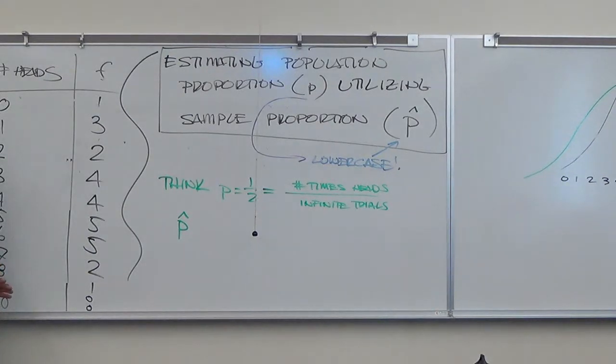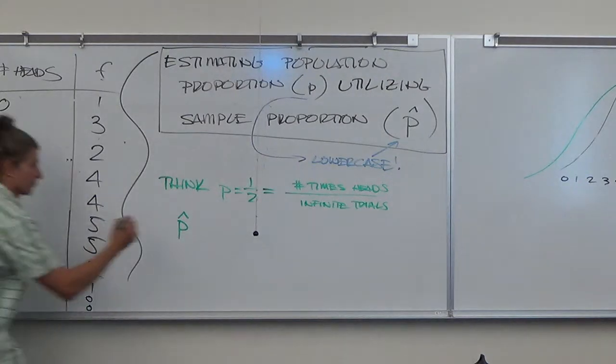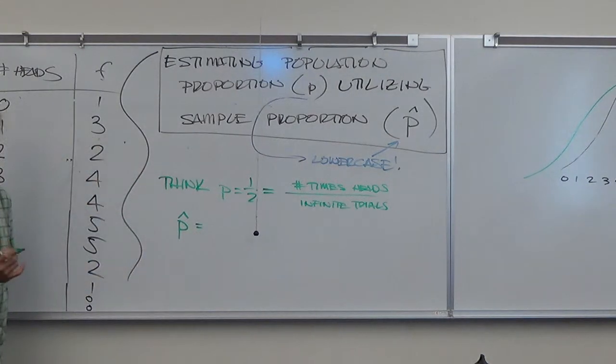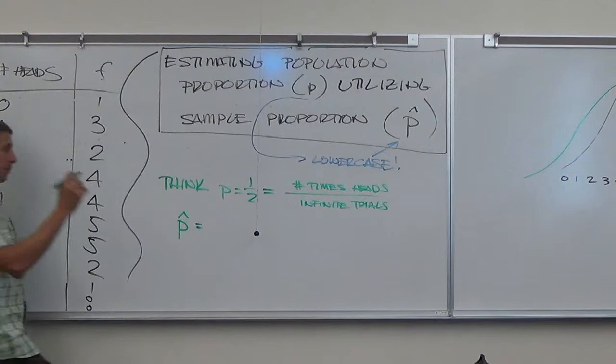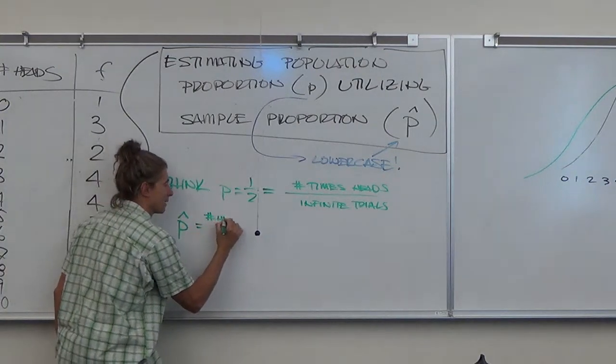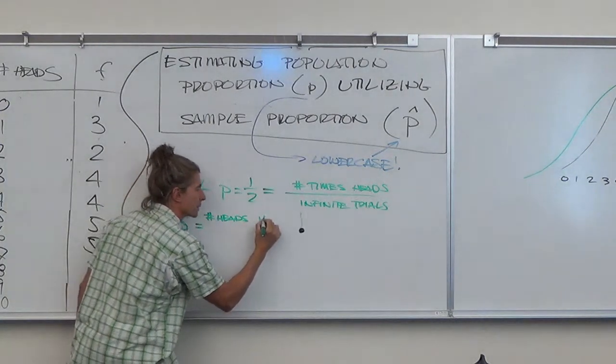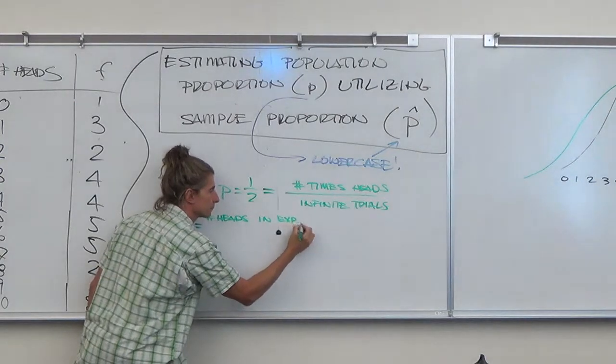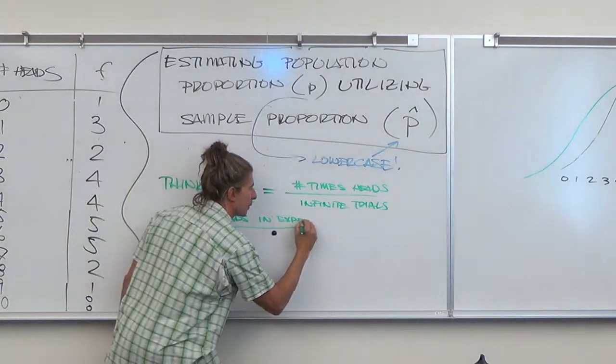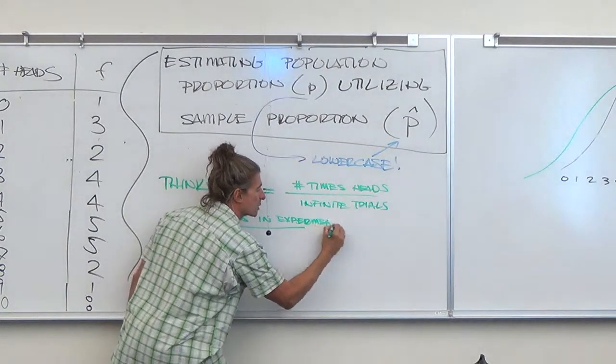Now, it's set up exactly the same way. It's a fraction. It's number of heads in your experiment. Let's spell that. Experiment. Let's spell it correctly with an I.